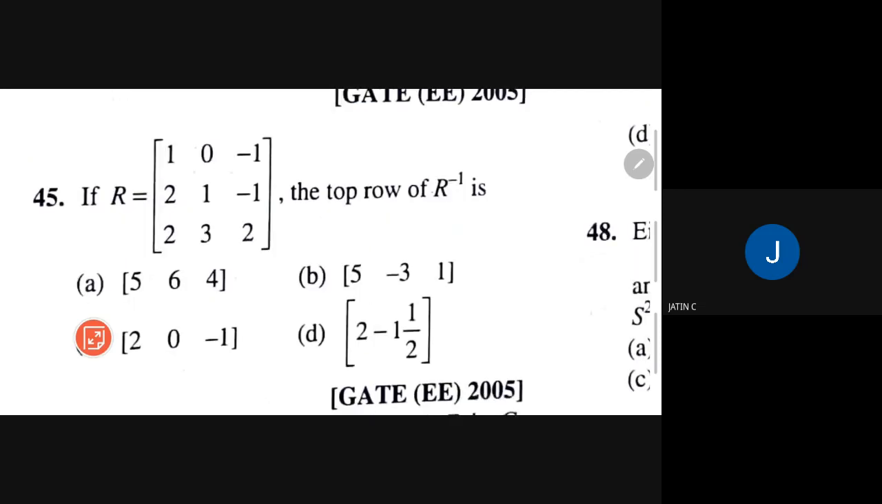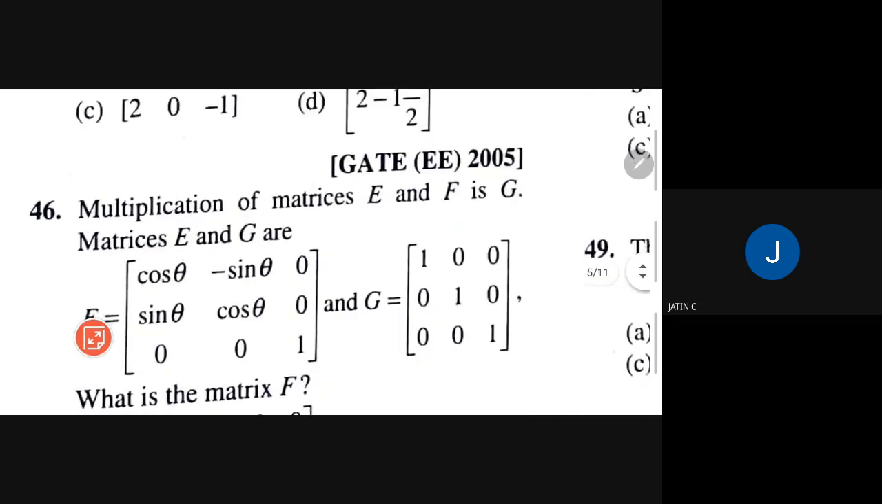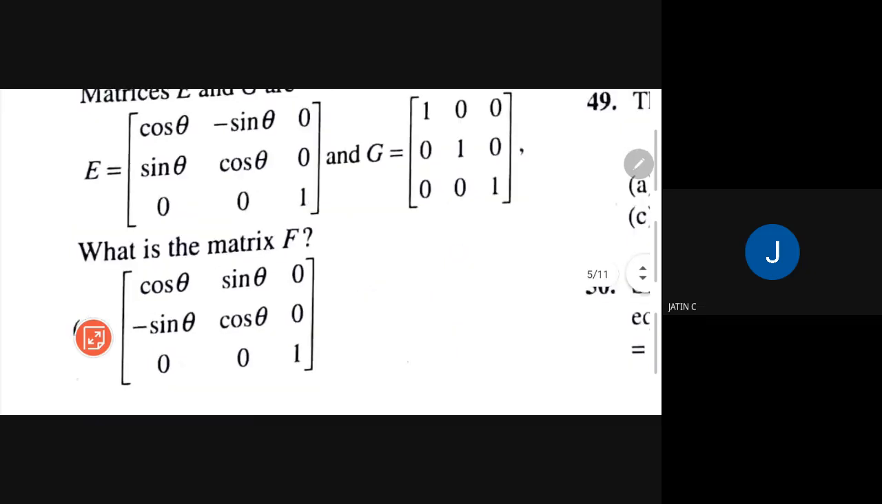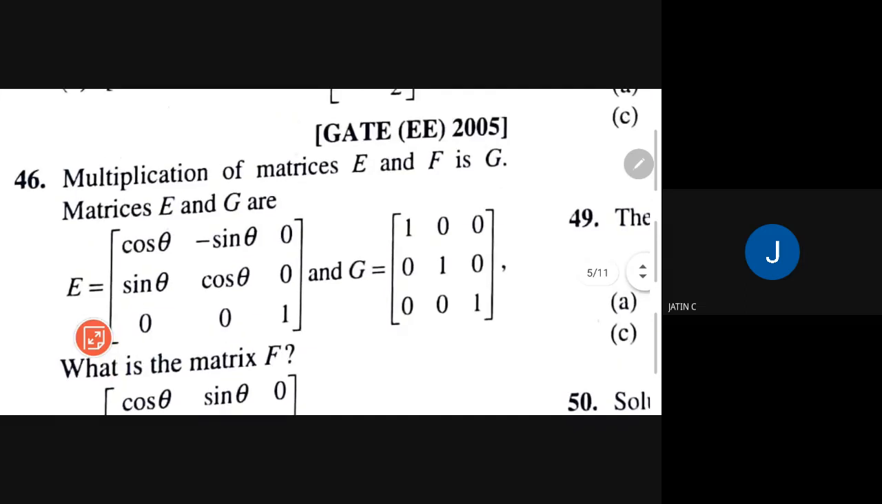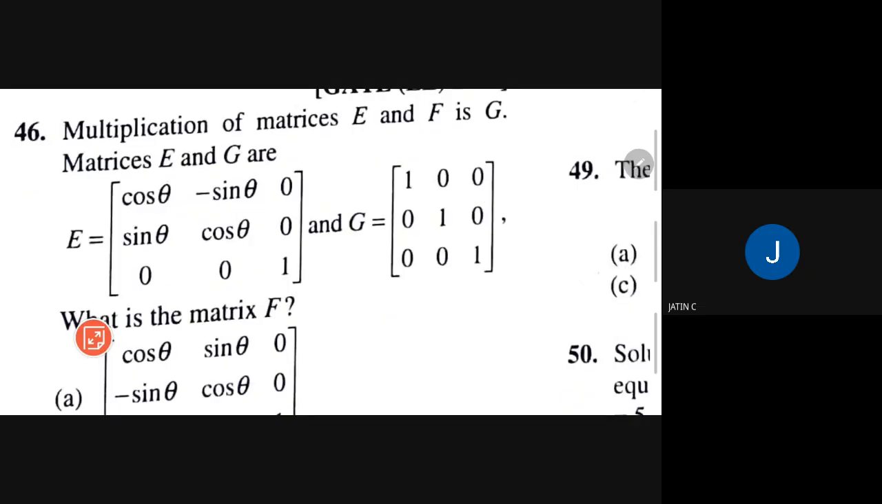Question 45, the top row of R inverse is. This is also one where you can play the trick. This is the Z matrix, E and G are given. What is the matrix F? Multiplication of matrices E and F is Z. Okay. What is F? E and F is Z. Good.